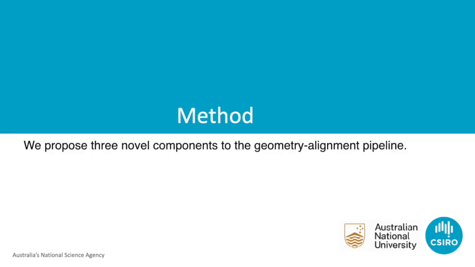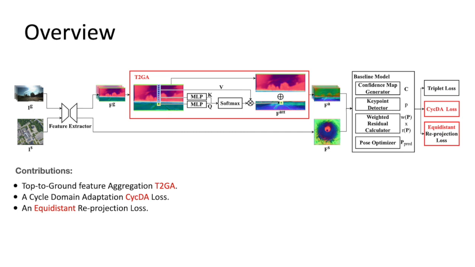This paper proposes 3 novel components to the geometry alignment pipeline. 1. Top-to-ground feature aggregation. 2. Cycle domain adaptation loss. 3. Equidistant reprojection loss. The top-to-ground feature aggregation uses a transformation mechanism.